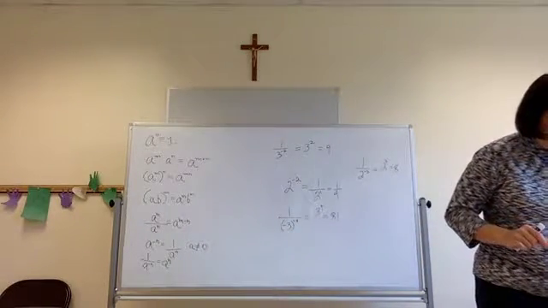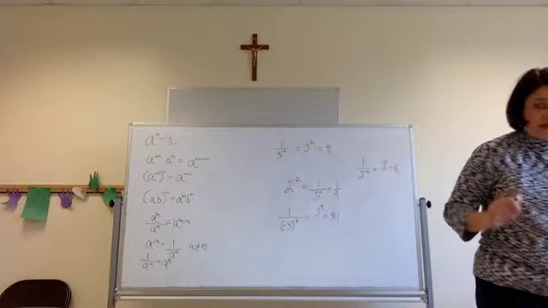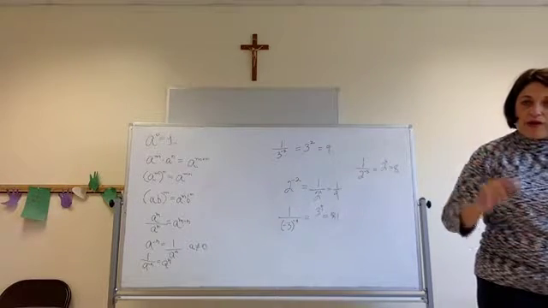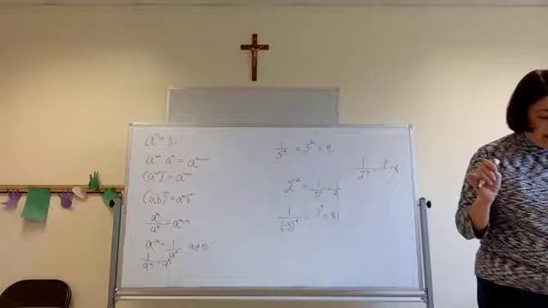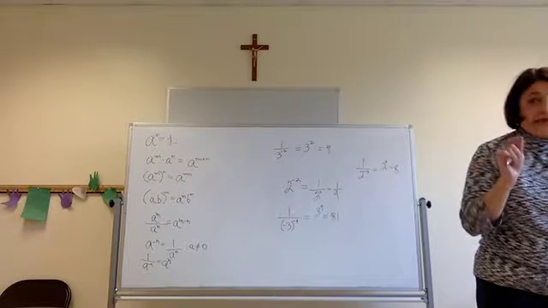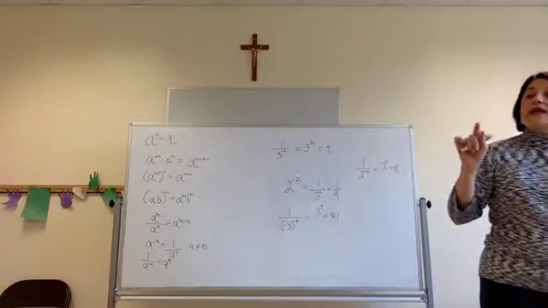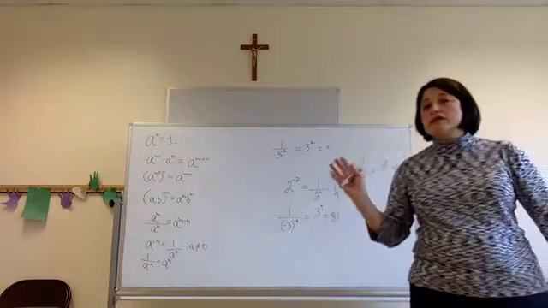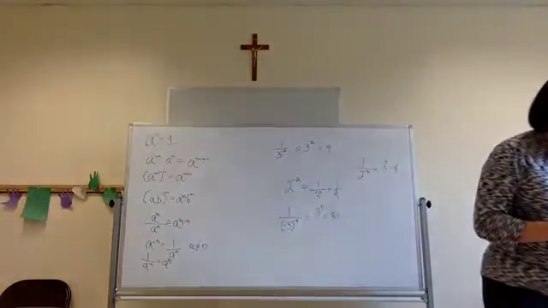And then 1/-5 to the -2 power. First you're going to write it with a positive exponent. What does that become? It's -5 squared, and then -5 squared becomes 25. Good.